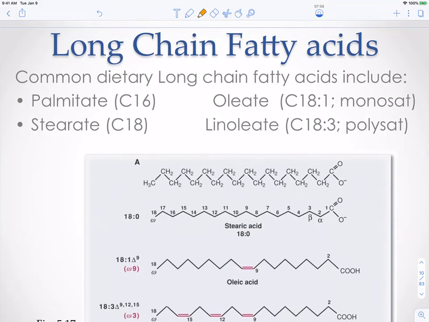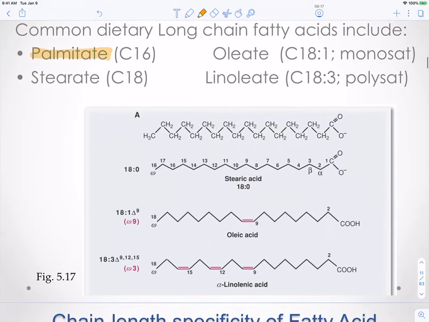So there are some common fats in our diet or that we make in our body. Palmitate is going to be a carbon 16, and this is what we are going to build in our liver cells. This is the fatty acid that they build. Stearate, oleate, and linoleate are also very common in all of our diets, and they are shown here.